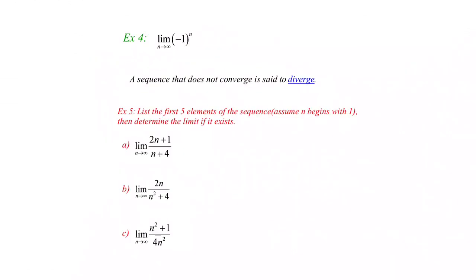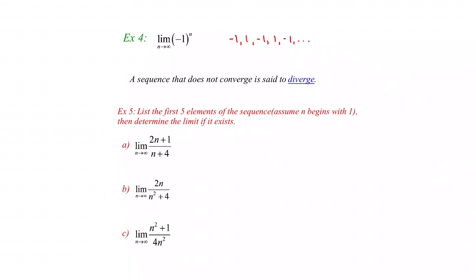Let's look at another sequence here. The sequence is -1 raised to the n power. So we want to know what the limit is as n goes to infinity. So if you look at the terms, -1 to the first power would be -1. -1 to the second power is 1. -1 to the third, -1 to the fourth, -1 to the fifth, and so on.